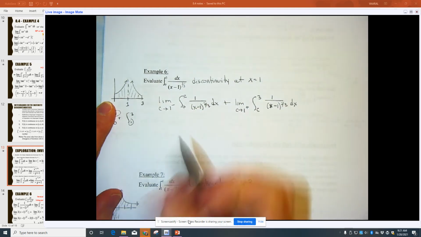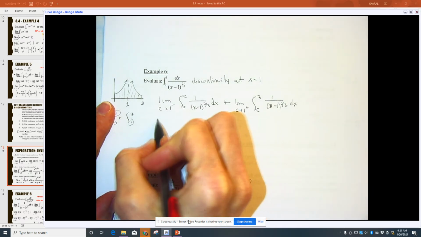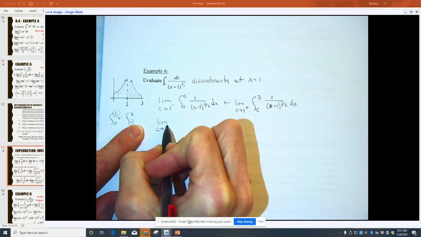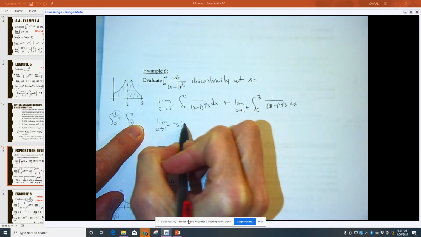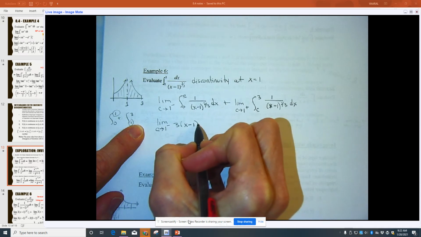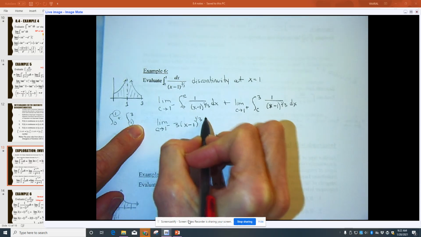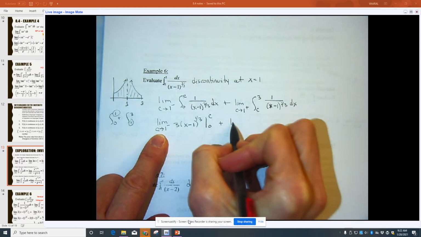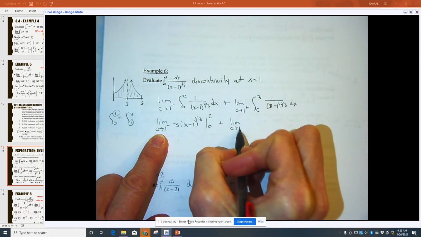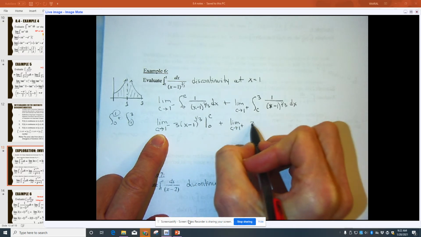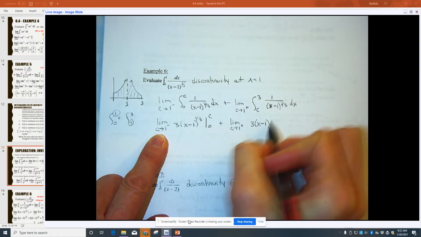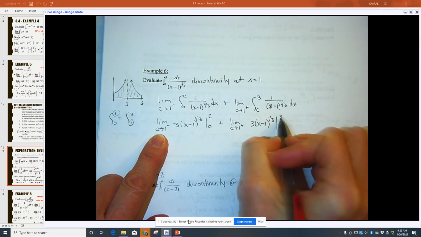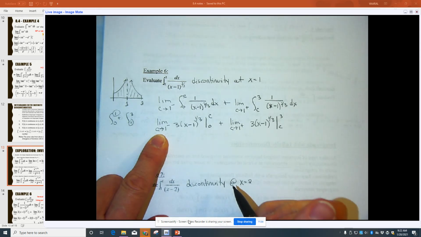It is a u sub. I will write it here, and you can check it on your own. Some antiderivative practice wouldn't hurt. I end up with 3 times the quantity x minus 1 to the 1/3 from 0 to c, plus the limit as c approaches 1 from the right side of 3 times the quantity x minus 1 to the 1/3 from c to 3. So now I want to take my limit.